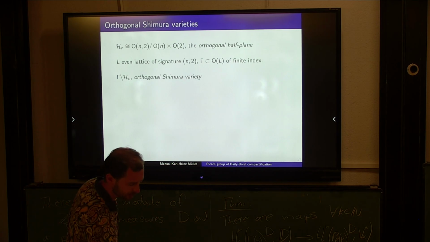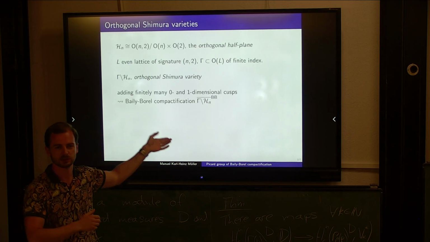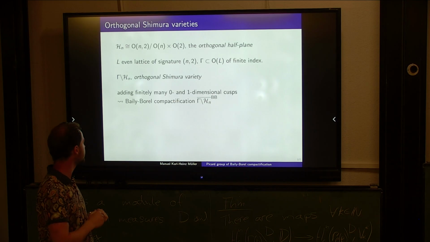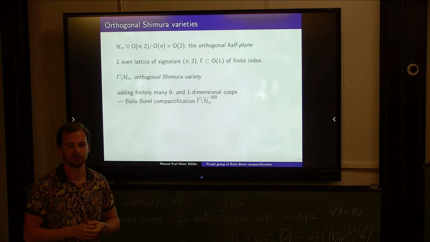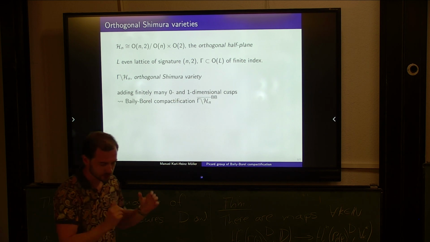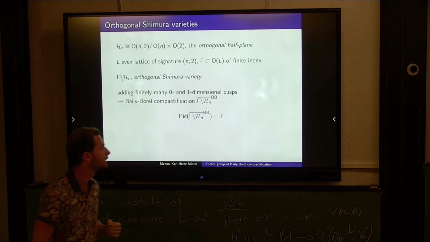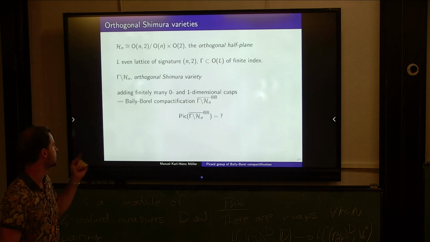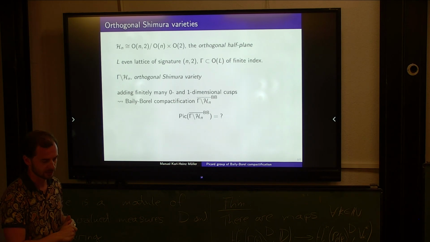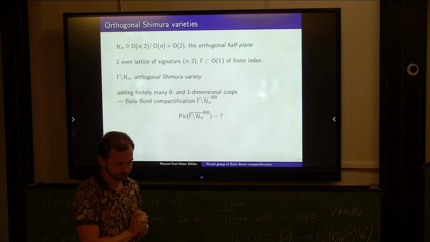This is non-compact, as Eugenia explained, and it can be compactified by adding finitely many cusps, which are either zero or one-dimensional. This is called the Baily-Borel compactification, which is the object that I want to discuss here. In particular, I want to look at the Picard group of this Baily-Borel compactification of this orthogonal Shimura variety.